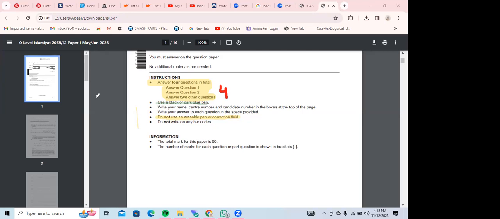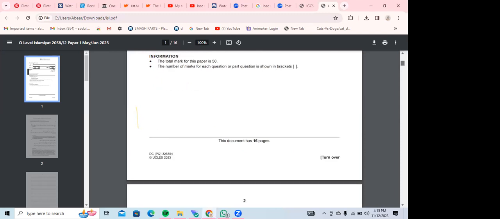Then there's information that the whole paper is of 50 marks, and you will be given the results from those 50 marks. Any other issue you have, you can ask any question till here.